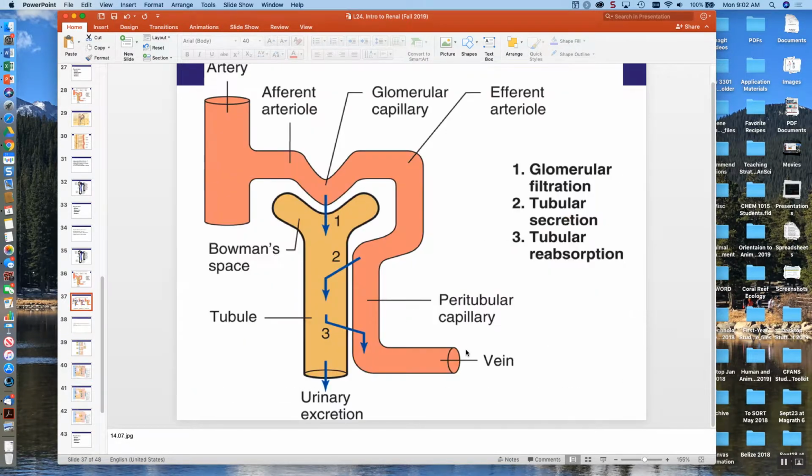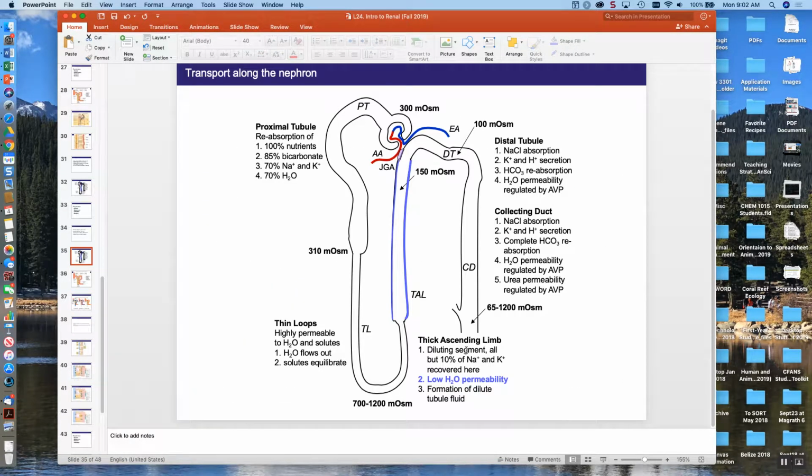All right, and if we go back to this slide right here, here's what we're talking about, the diluting segment. The fluid that's entering into the thick ascending limb is about, I'd say, 1,000 milliosmoles. But at the top of the thick ascending limb, only 150 milliosmoles. That's quite a diluting effect. You're pulling out all of those salts, but there's low water permeability. That's the main thing to think about when you're thinking about the thick ascending limb.